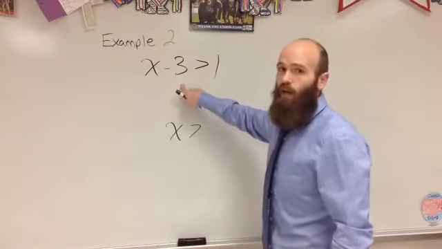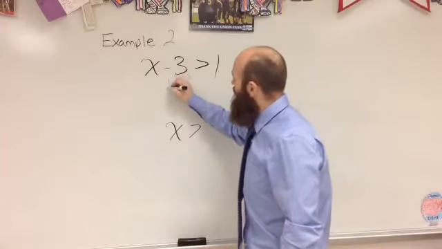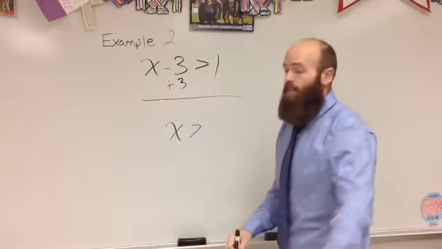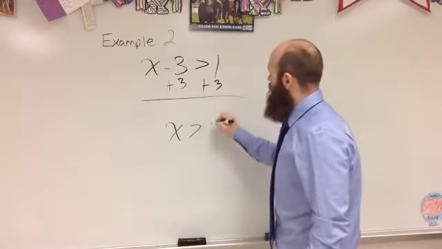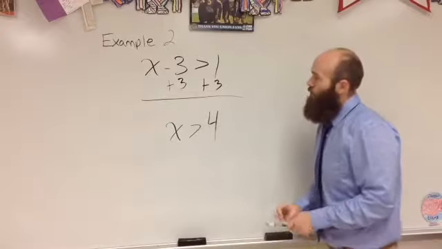Now, how do we get rid of a negative 3? We can add 3. And I've said this a million times, if you change something on one side, you have to change it on the other. So we add 3 over here, and we get 4.